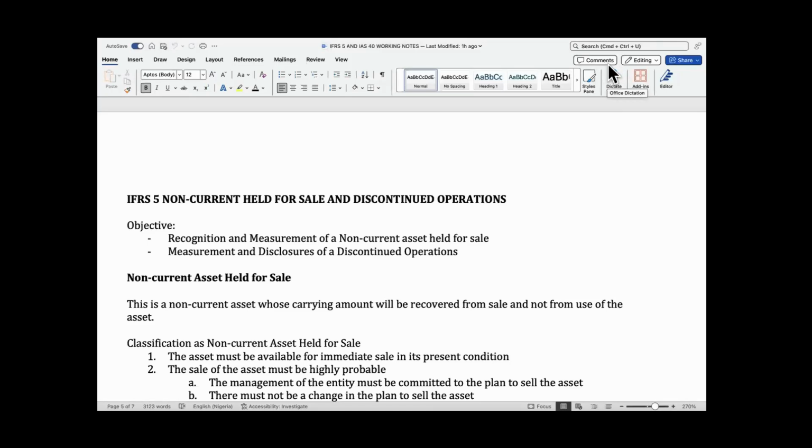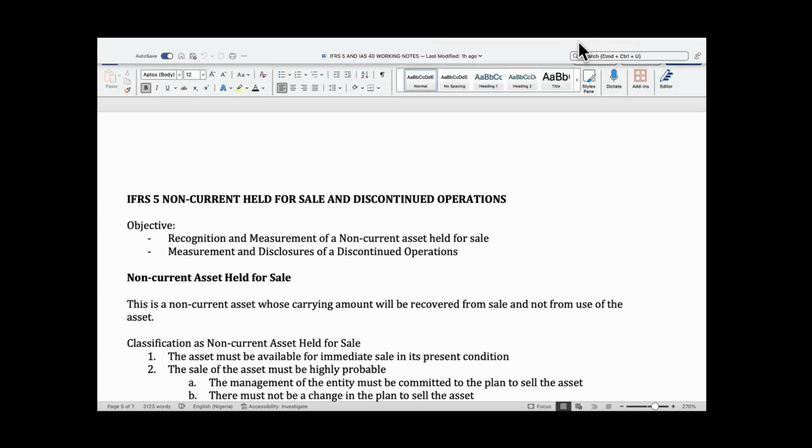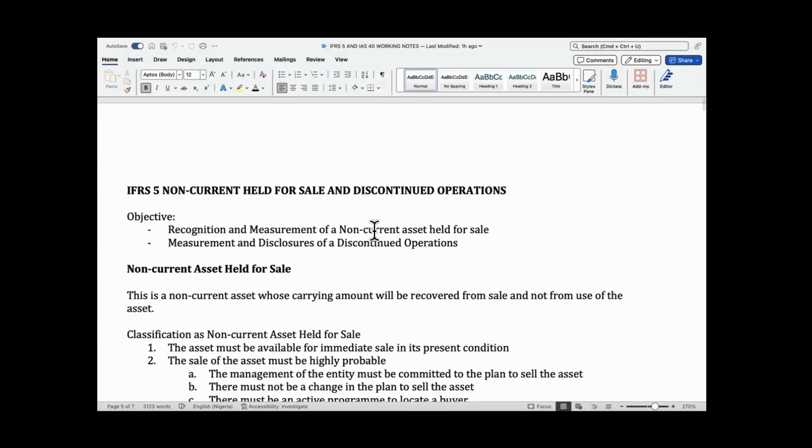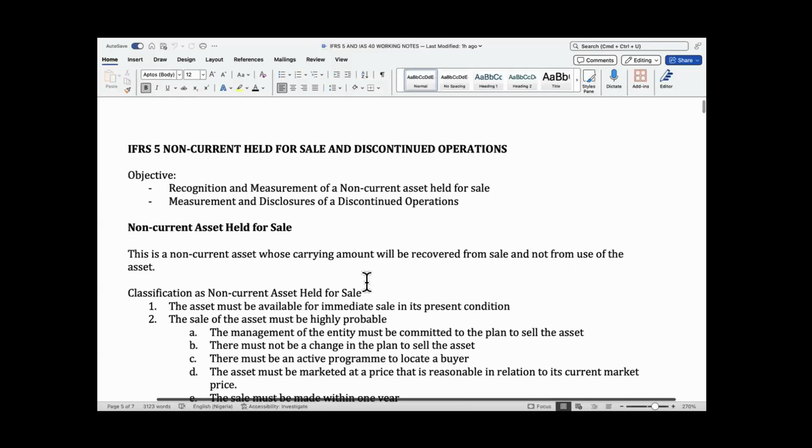Okay, good morning. Let's quickly start our class so that we can do the little we can this morning. On our Sunday classes, last week we looked at IFRS 5 on non-current asset held for sale and discontinued operations. We learned about the criteria for classifying a non-current asset as held for sale.